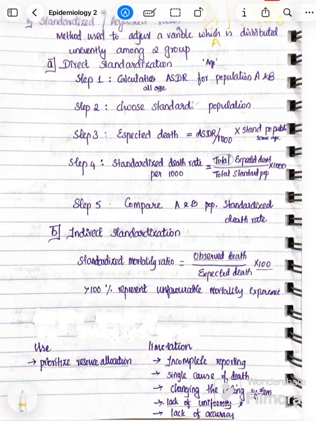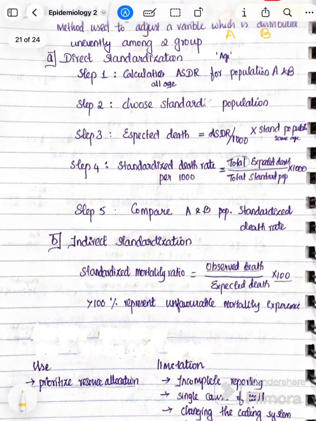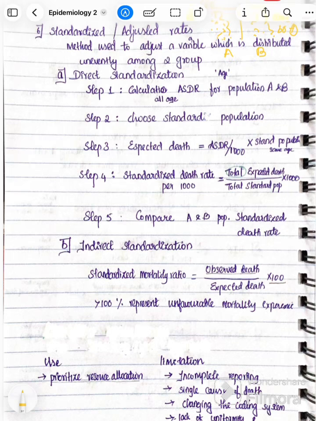This is population A, this is population B. First one, calculate the age specific death rate for population A and B. Suppose take example of 1 to 5 years. Mid-year population for that age group is 4000 and death in that age group is 60. So age specific death rate will come 60 by 4000 into 1000. We get 15.